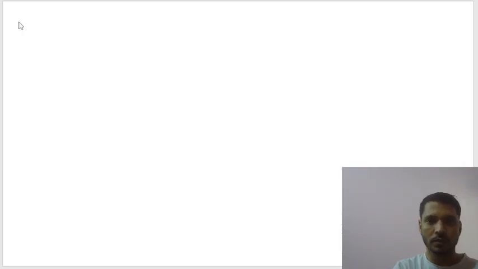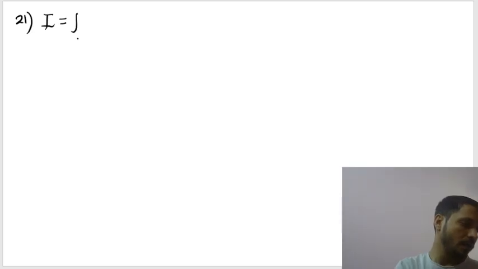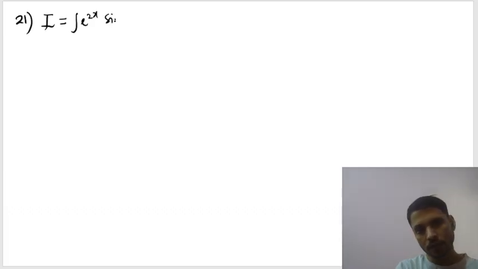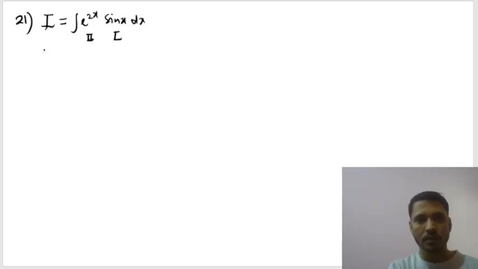Now we'll move to the question number 21. So the question number 21, we have let I, and I is equal to what? Integration of what? e to the power 2x into sine x. Now which one is the first function and which one is second function? So we know that exponential function is always the last function, and this is the first function. So now we are going to apply the by parts.